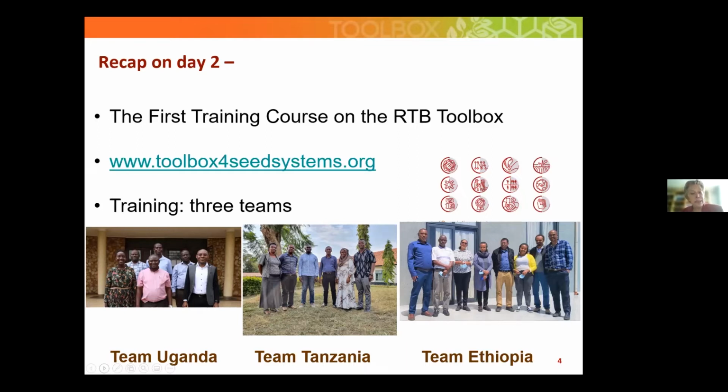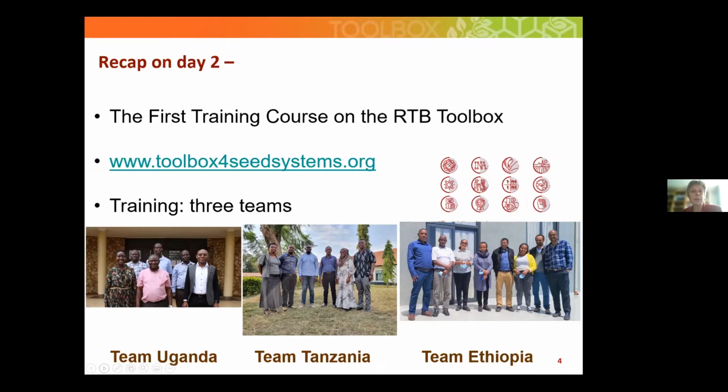What these three teams then did is they sat together and looked deeper into the toolbox. They went to the website and browsed through the user manuals, looked at the publications, and interacted with us. In that way, they arrived at the identification of one or two tools that they would like to become familiar with, which were relevant to their situation.